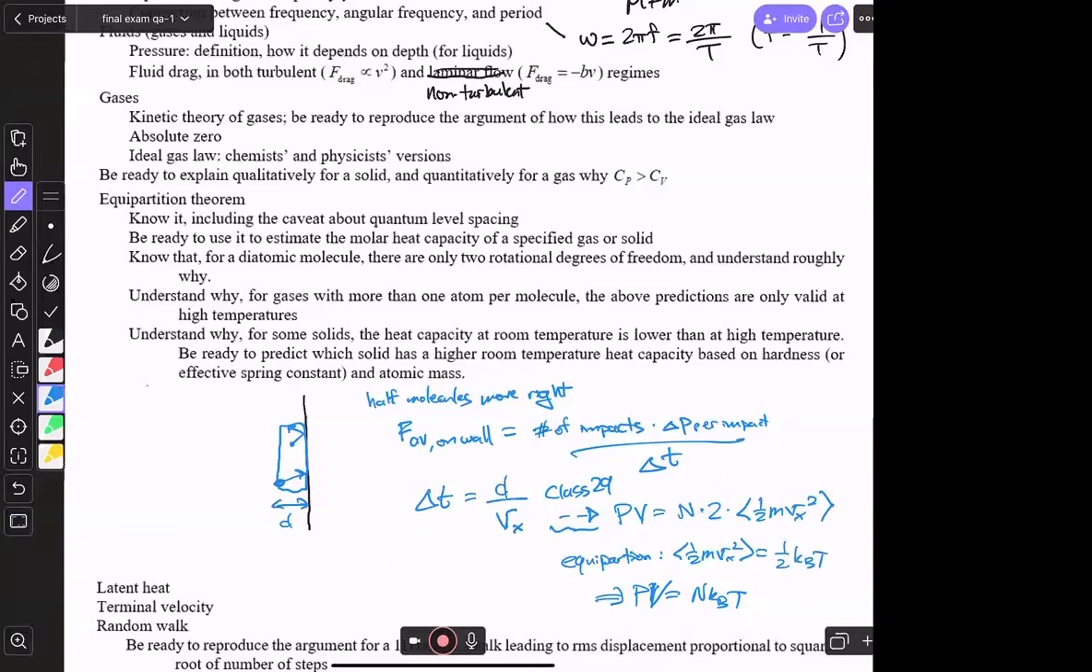Be ready to explain qualitatively for solid and quantitatively for gas why Cp is greater than Cv. Equipartition theorem, know about it, including the caveat about quantum level spacing. Be ready to use it to estimate the molar heat capacity of a specified gas or solid.